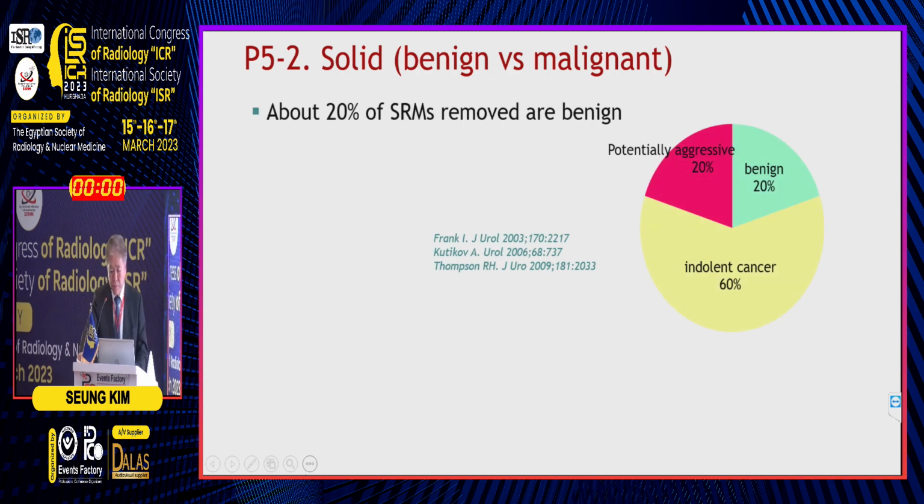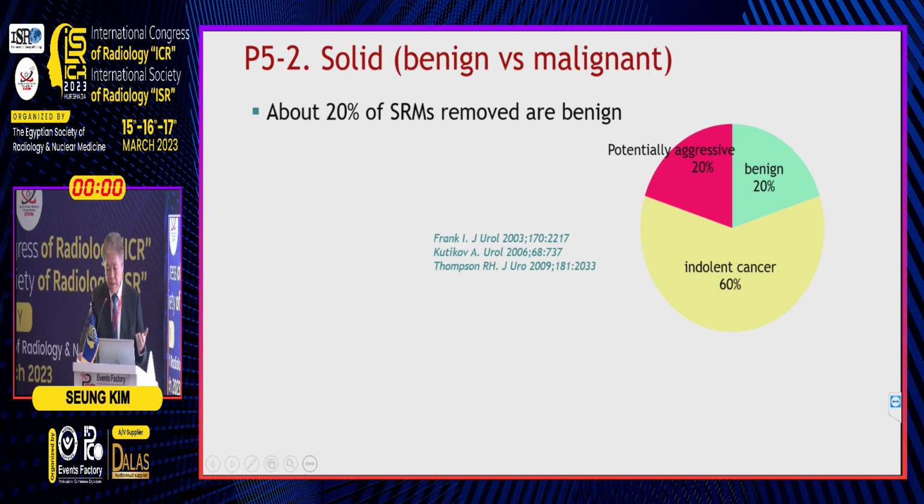This is an old report, but a very important one, reporting that many of these small renal masses are benign. About 20% of removed small renal masses are benign. About 60% are indolent cancer, and only 20% are potentially aggressive tumors. It means that if the mass is small, we do not need to hurry.